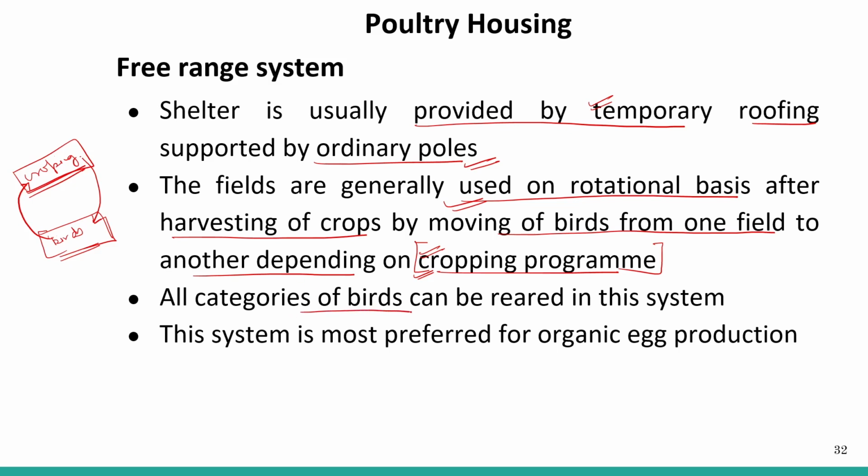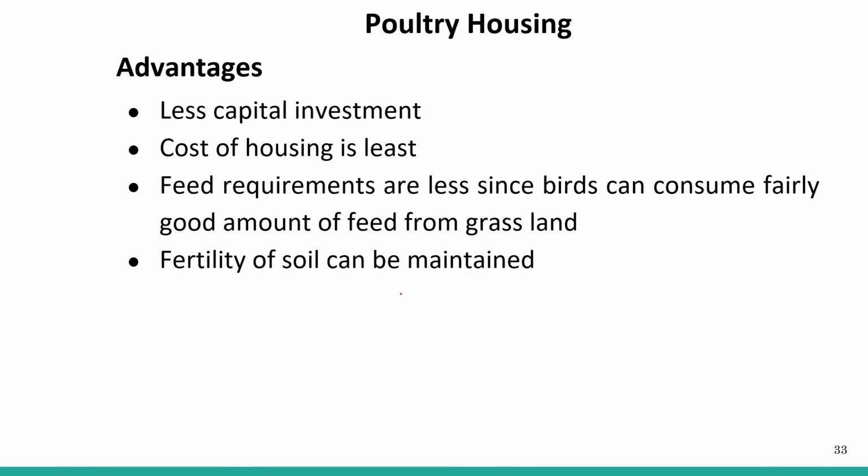All categories of birds can be reared in this system. There is no categorization that only a particular type of bird can be reared in this system. Any type of bird can be reared. This system is most preferred for organic egg production. So if we are favoring organic egg production, then we can go for this free range system.